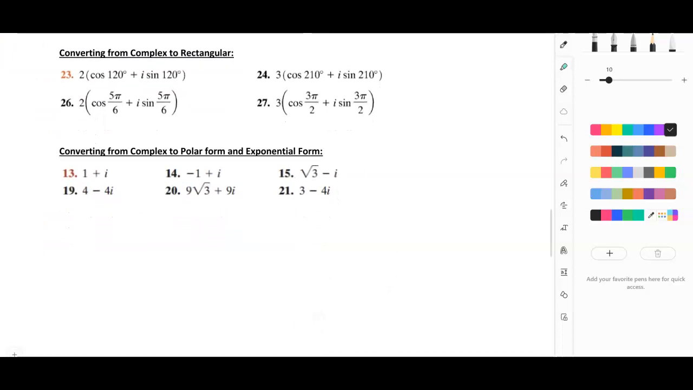So let's look at 23. We're going to convert from polar to rectangular. We're just going to do what it says to do. Find the cosine of 120 and the sine of 120. We're going back to our unit circle here, so cosine of 120 is negative 1/2. Sine of 120 is square root of 3 over 2. Remember, that's multiplied by i. And if we simplify that, we're going to get negative 1 plus square root of 3 i.